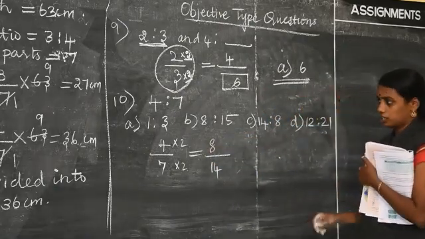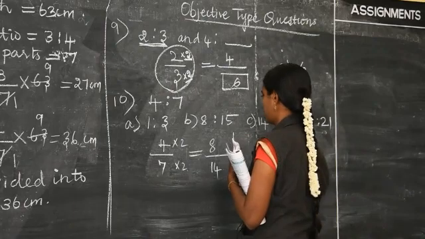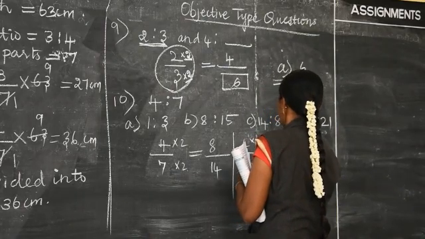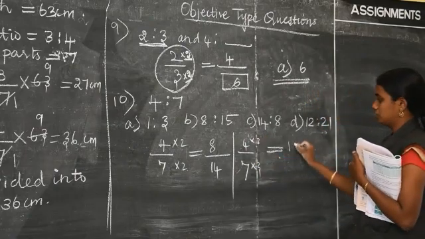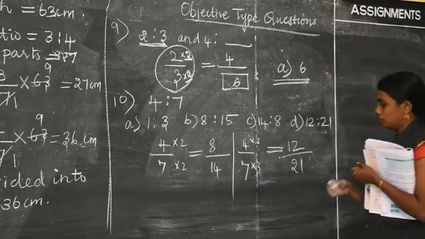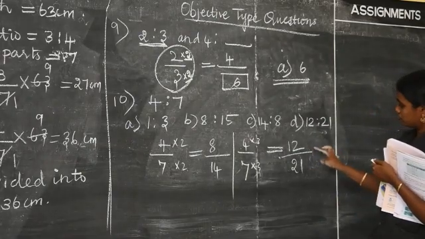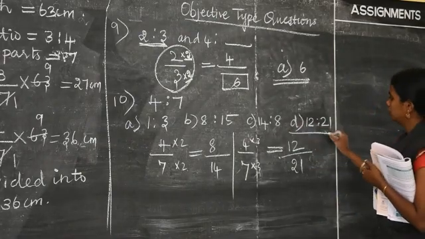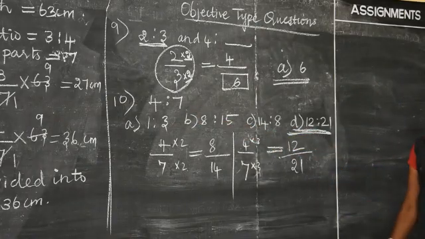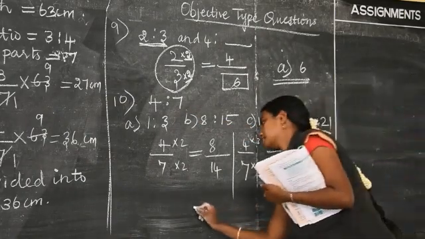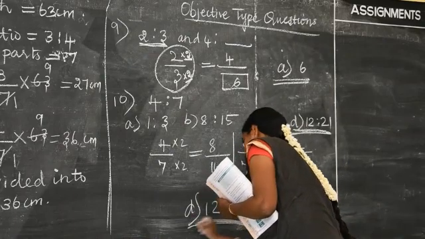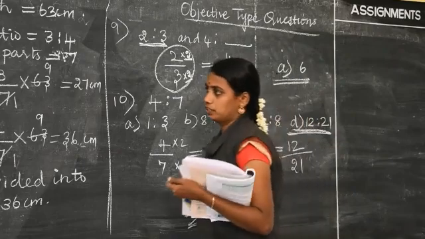8:14 is not given, so the answer is not given. Go for multiply by 3. 4 3s are 12, 7 3s are 21. Find out whether 12:21 is there. Here it's there. So the equivalent ratio of 4:7 is 12:21. So the answer is option D, 12:21.